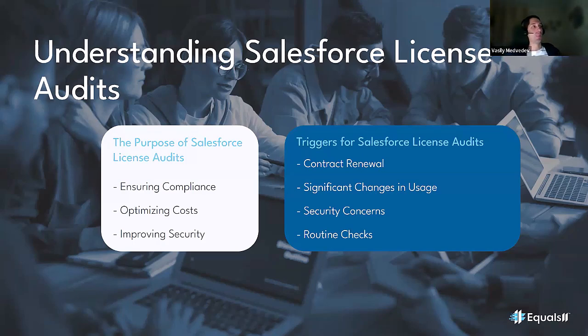Okay. Next one is optimizing cost. Once you see that the cost of your licenses, what your company pays to Salesforce, is too high, you should think maybe something is wrong. What could be changed and how could it be changed? And the last one is improving security.